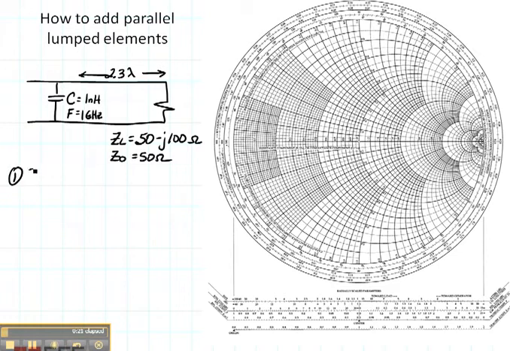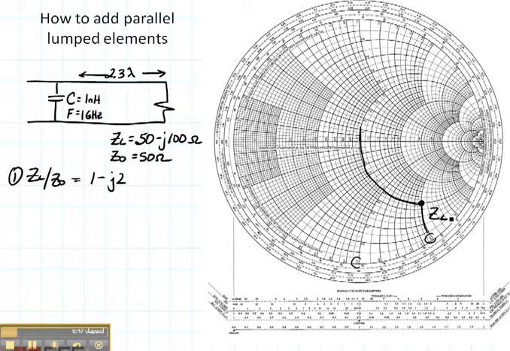So we take ZL and we divide it by Z0. That gives us 1 minus j2, and let's plot that on the Smith chart. Here is our real part of 1. Down here is 1, and there is 2. So this value right here is Z load.